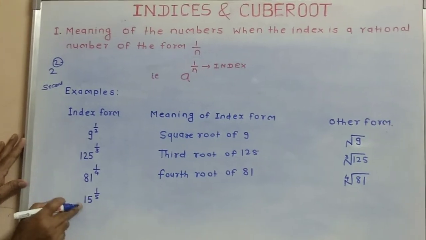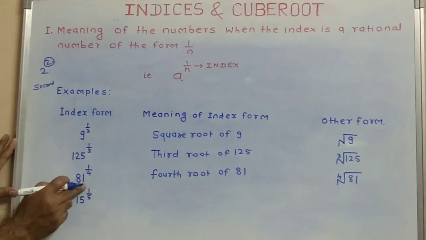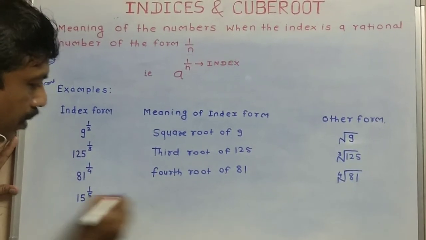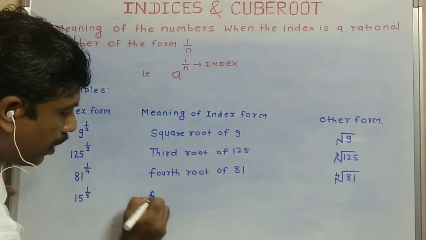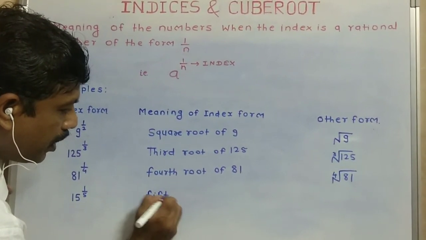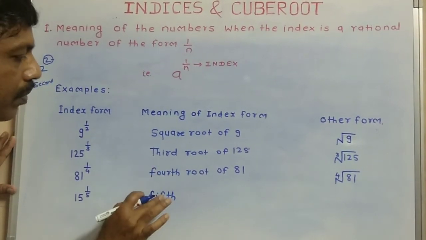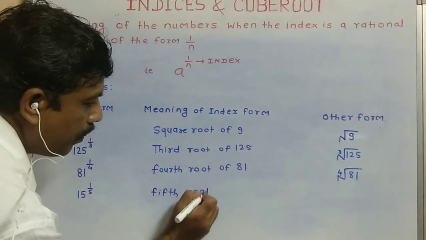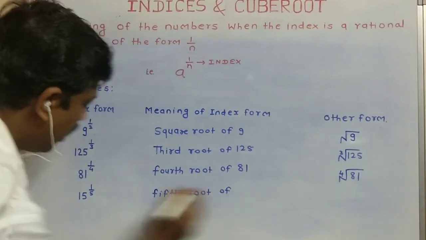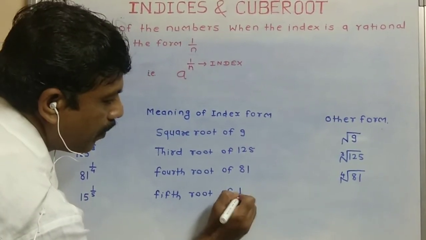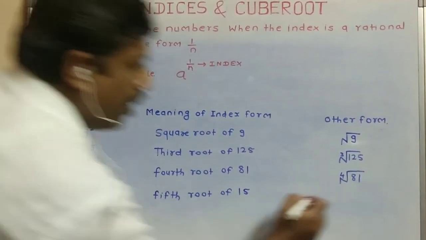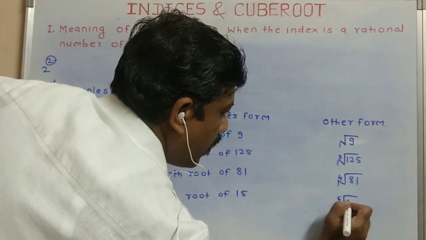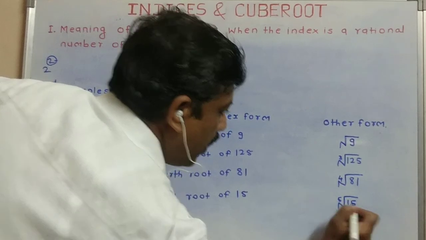Again I have taken the fifth example, 15 to the power 1 upon 5. How can you write it down? 5 can be written as fifth, F-I-F-T-H. You can also write it as fifth root of 50. Here you can write it like this: fifth root of 50.